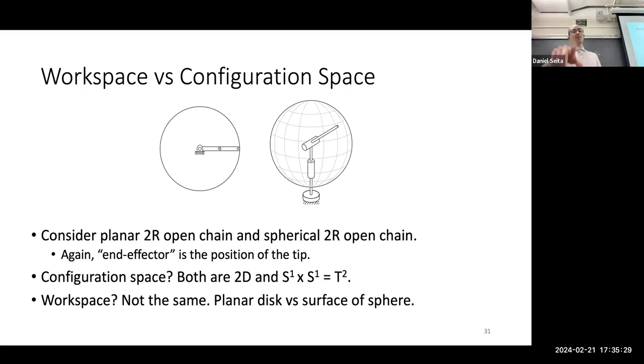So we talked about this example where the configuration spaces match, but the workspaces don't. But in the last slide, the workspaces matched, but the configuration spaces did not.